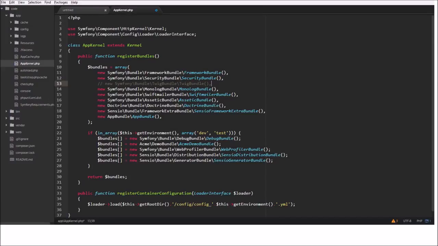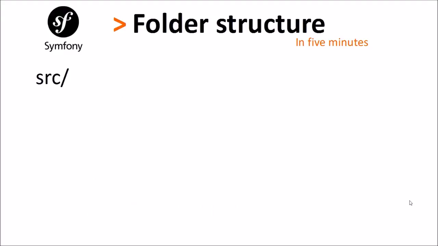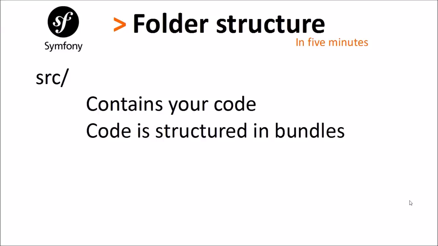Next, we have the source folder. The source folder contains your application code. This is going to be your main folder. In Symfony, code is structured in bundles, and a bundle is nothing more than a mini application. It's self-contained and isolated, and bundles don't have to be related to each other. So you can host within the same Symfony codebase different websites or applications.